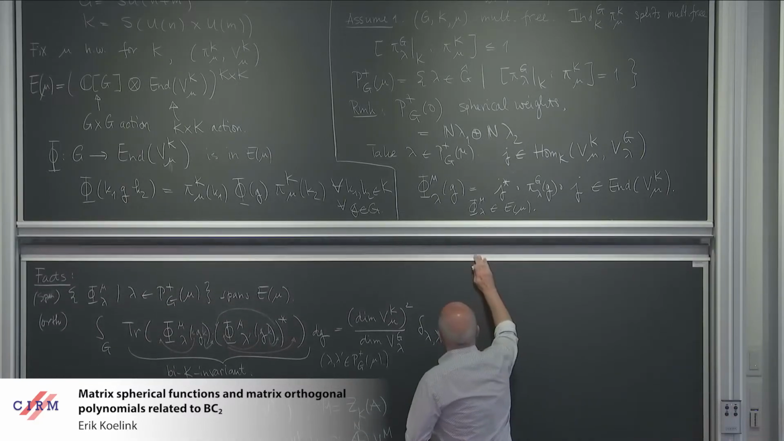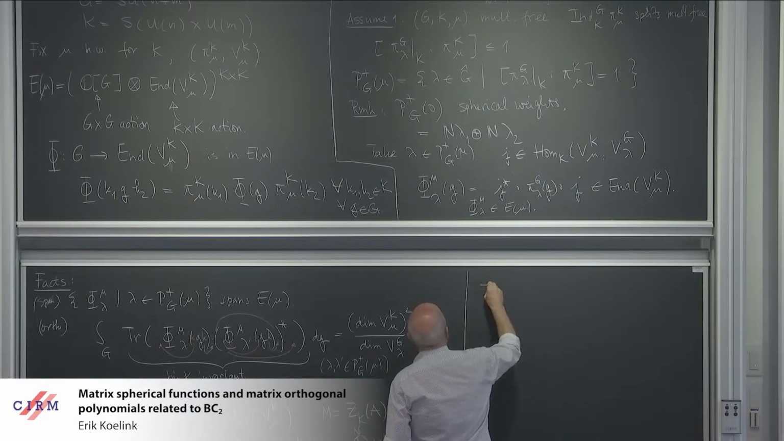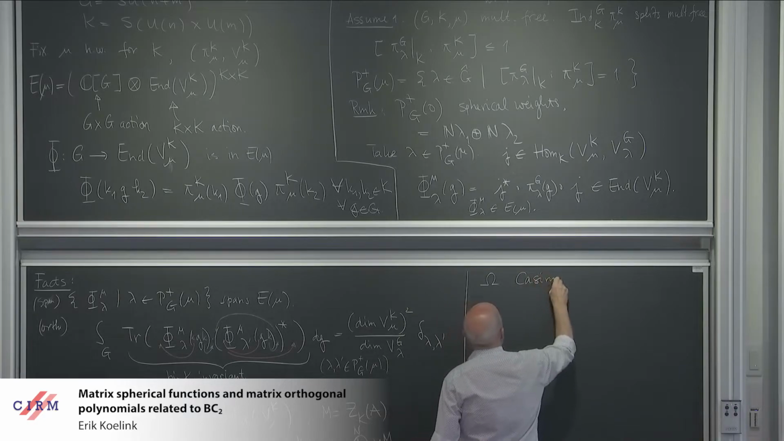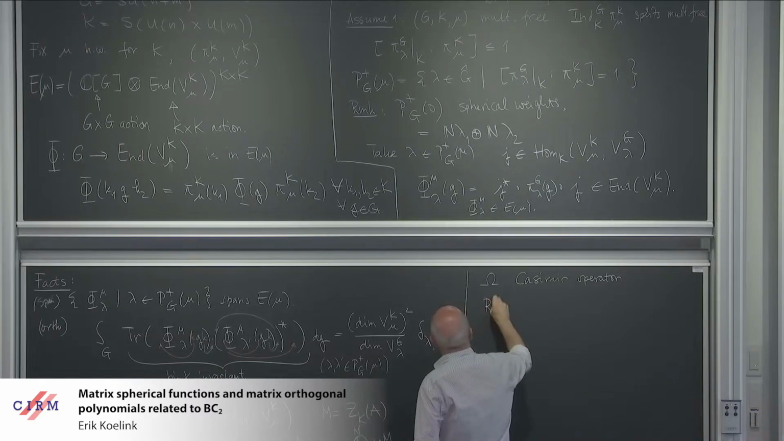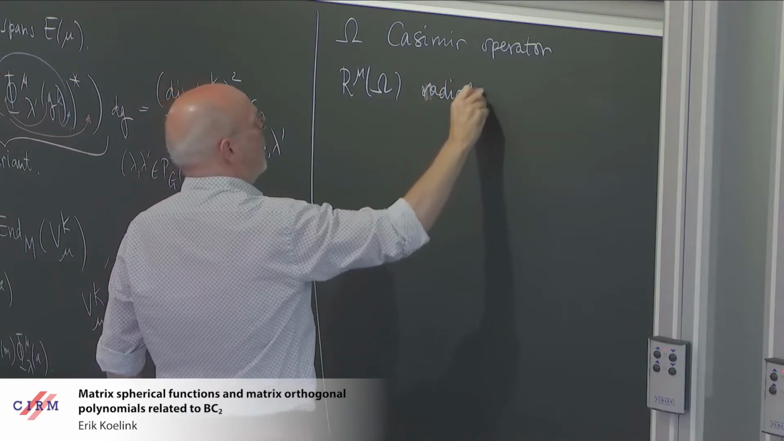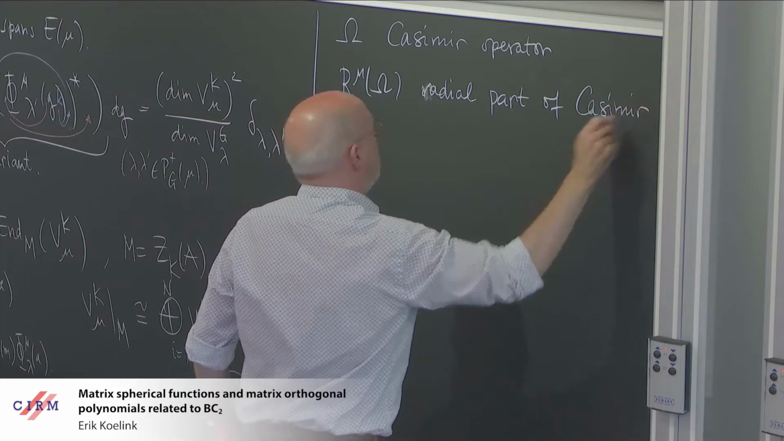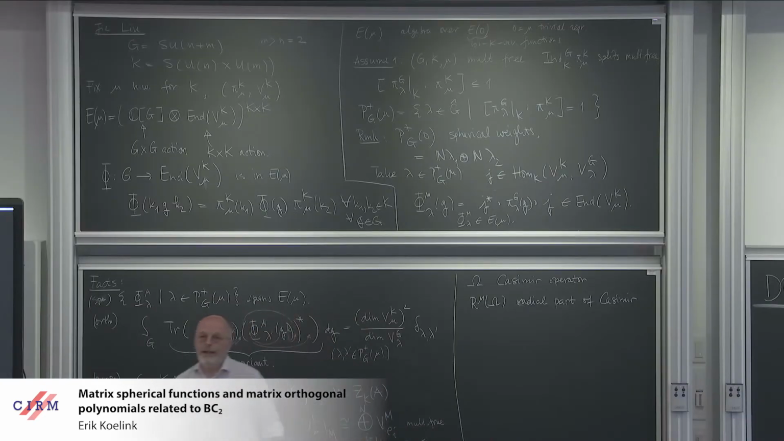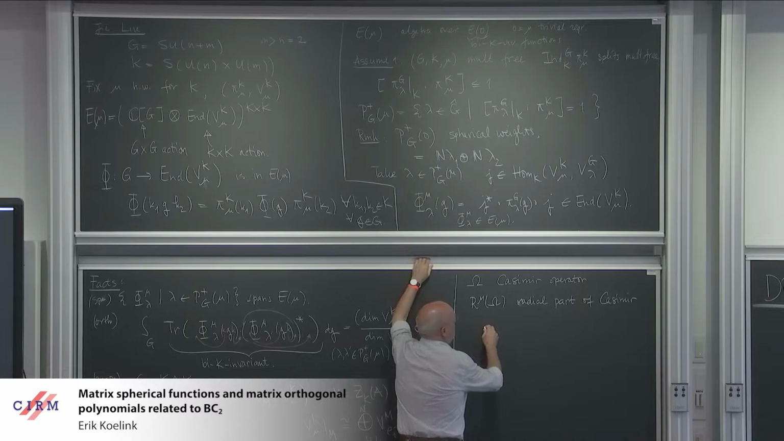Okay, then there's maybe an important point to make as well that, as before, if you let omega denote the Casimir operator, then there is still the radial part that you can calculate, although it's a bit of work. So this is now going to be an operator that acts on matrix valued functions, but you can actually calculate it. It's a bit of work, but you can do it.